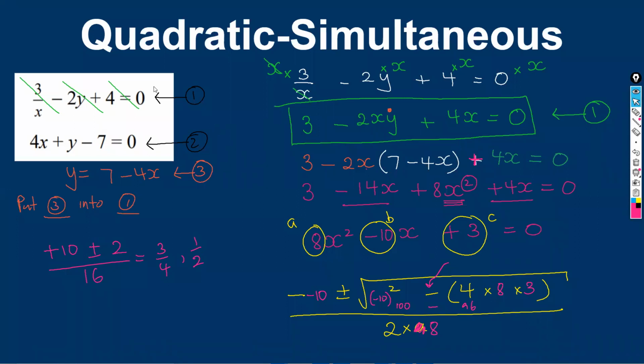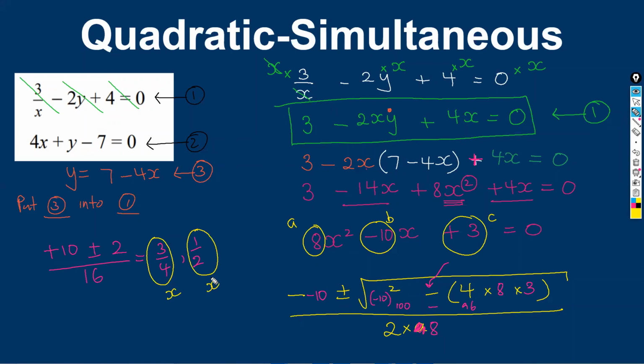Right? So what did we just solve for? Did we just solve for x or did we just solve for y? Well, which one did we just solve for? X, correct. Because our equations only had x in it, the quadratic had x. So the two values for x are 3/4 and a half.